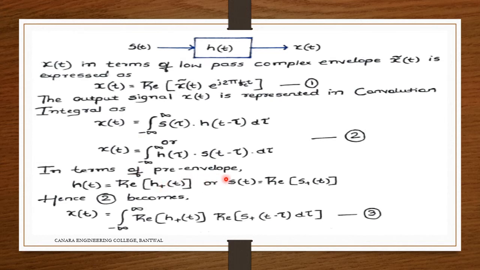And when we represent in terms of a pre-envelope, h of t is equal to the real part of h plus of t, that is the positive frequency, or we consider the pre-envelope of a positive frequency here. Or s of t is equal to the real part of s plus of t, that is the real part of the positive frequency of the spectrum. So we are ignoring the negative frequency here, so we are considering only the positive frequency. Then this equation 2 will be represented as x of t is equal to the integration from minus infinity to plus infinity of the real part of h plus of tau into the real part of s plus of t minus tau d tau. Actually this should be tau here.